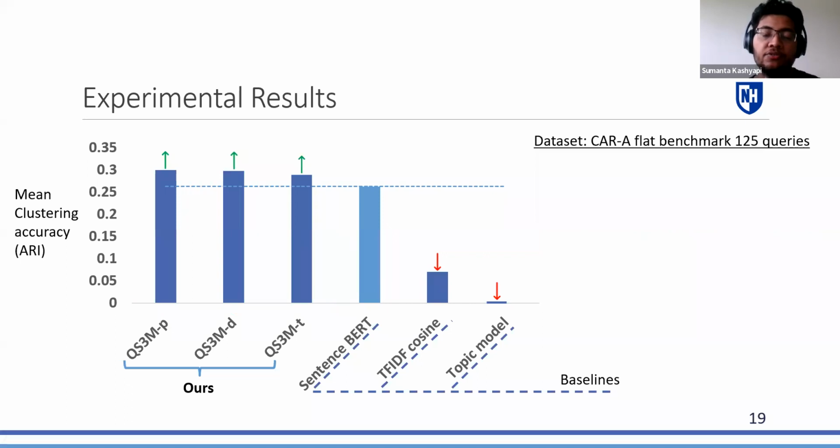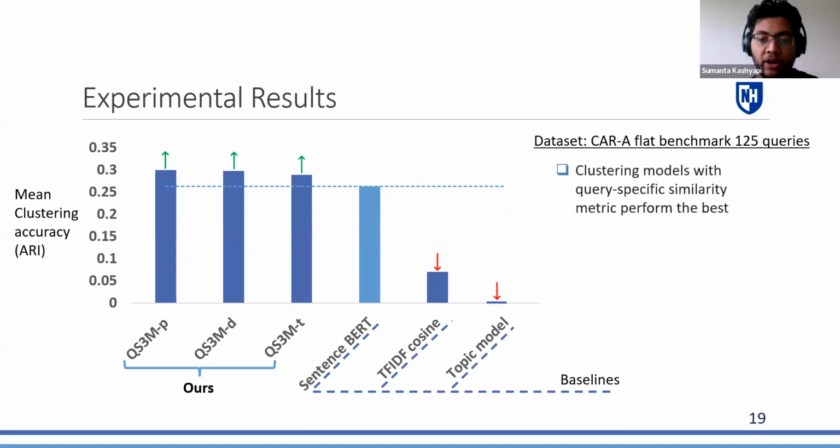So basically, through our empirical evaluation, we demonstrate 3 major points. The first, and the most important, is that clustering models with query-specific similarity metric perform the best. This is demonstrated by the top 3 results. All of them are our QS3M model.